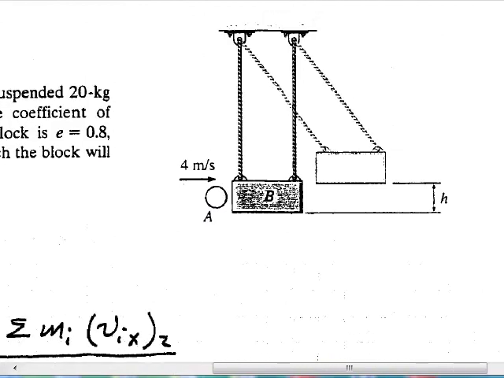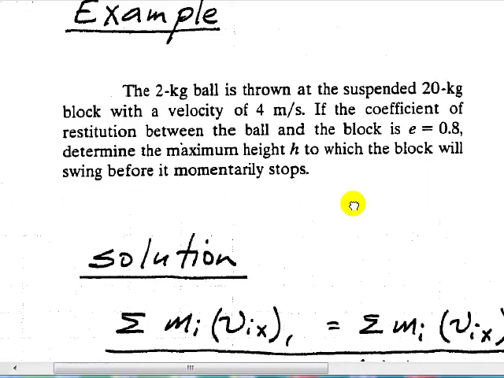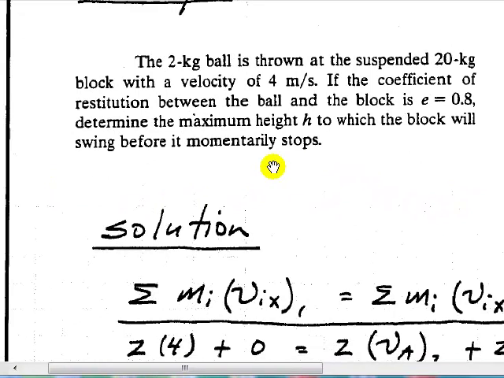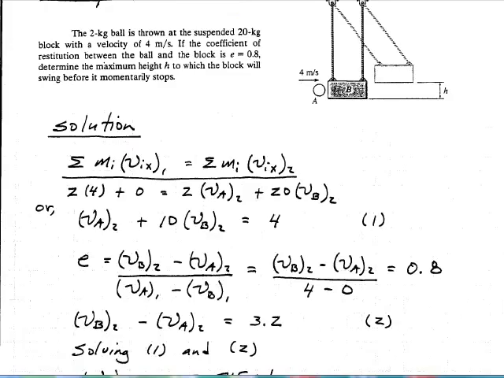Looking at the picture, we see a ball is going to hit a block, and the block's going to swing up to a certain height. Alright, so a 2 kilogram ball is thrown at the suspended 20 kilogram block with a velocity of 4 meters per second. If the coefficient of restitution between the ball and the block is e equal 0.8, determine the maximum height to which the block will swing before it momentarily stops.